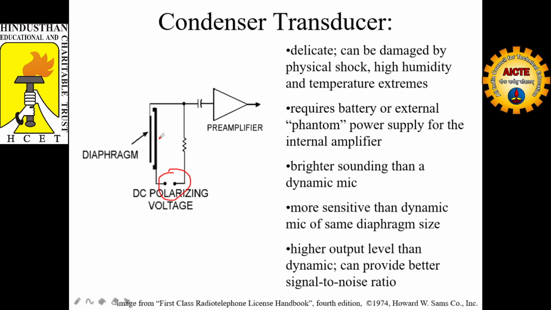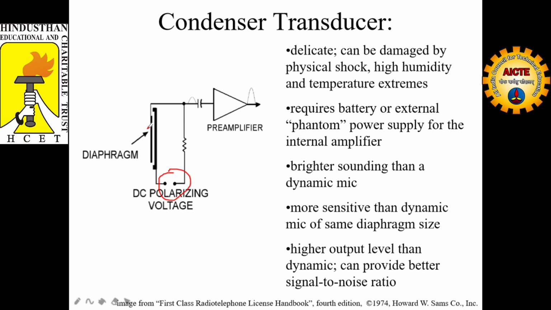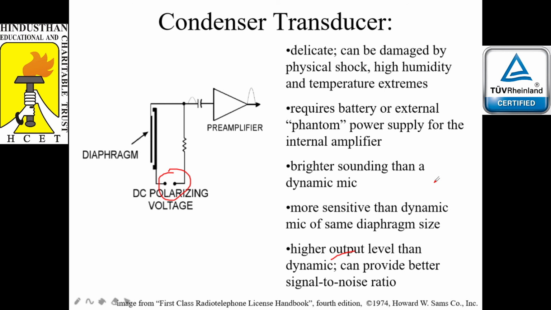Next we have the condenser microphone. Hope people know the capacitance effect. Whenever the distance between two plates changes, there will be a change in capacitance, which produces the output. But here we need a voltage to be supplied. The diaphragm moves, the capacitance changes and produces the output. It's very delicate and can be damaged because it is made of very slight materials, so we have to keep it very carefully, and its output is very high. That's the advantage of the condenser.